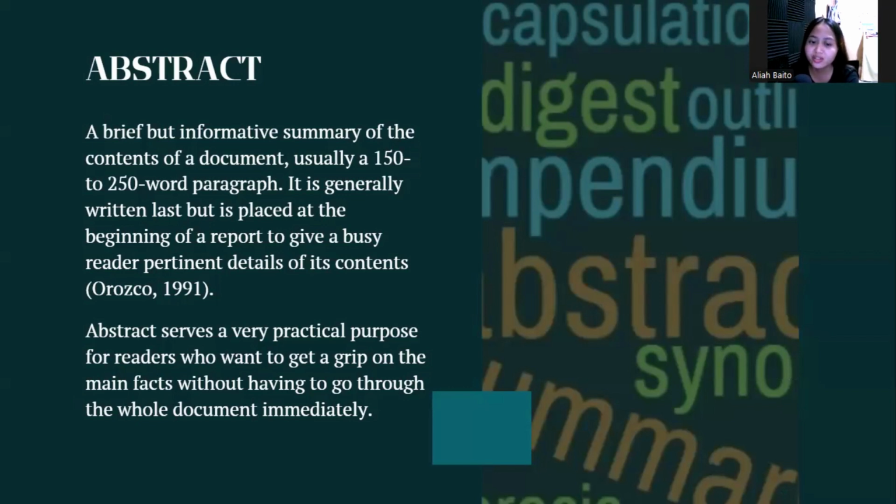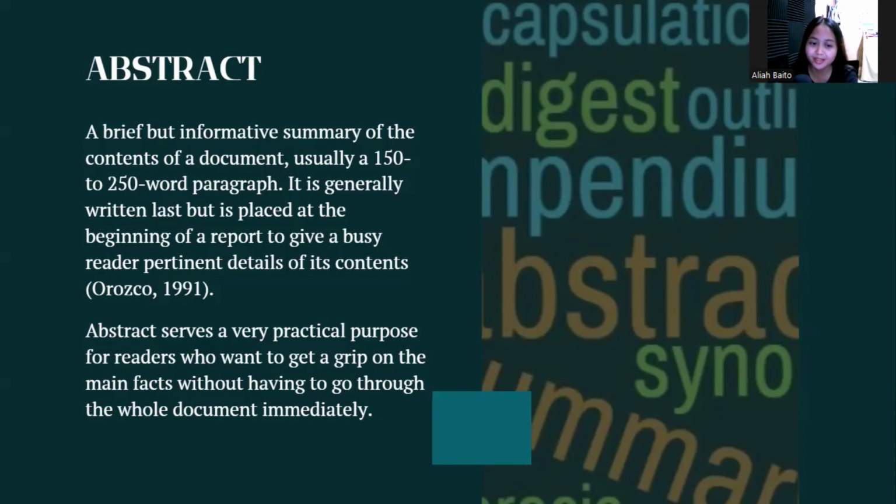It is generally written last because in writing this, you have to know everything first, including the methods, results, conclusion, among other things, which I will be discussing further later. But yeah, in a nutshell, huli mo siyang isusulat because it's like a summary of everything that you've written. But kahit huli siyang isusulat, it still appears first or at the beginning of a report to give a busy reader pertinent details of its contents.